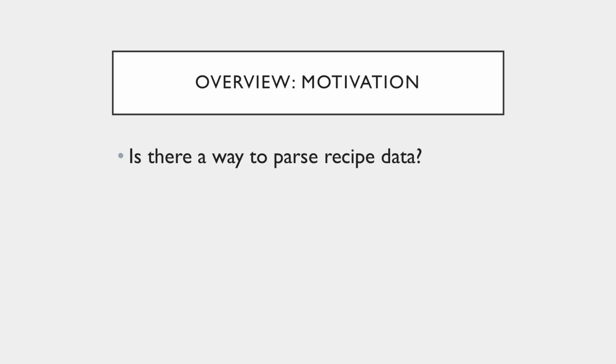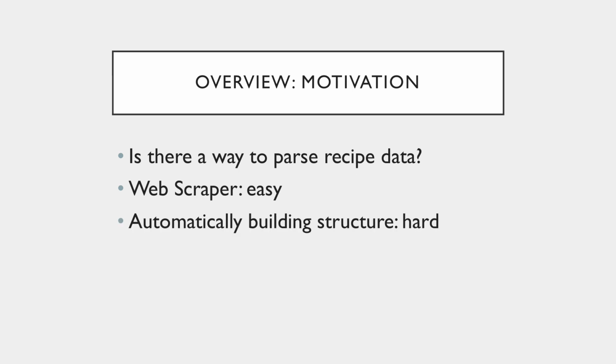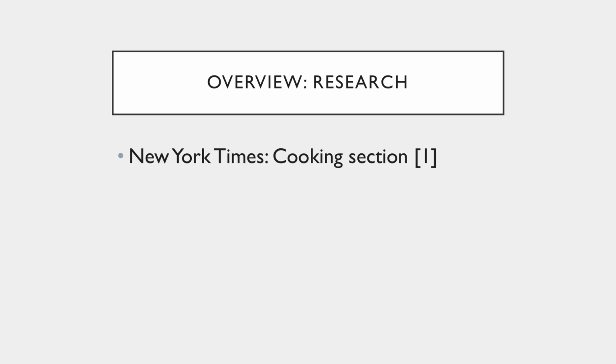So we've been looking at rolling our own tool, and we've been wondering, is there a way to parse recipe data from the internet? Writing a web scraper to grab HTML of recipes shouldn't be that hard, but taking that data and putting it into a consistent structure is more difficult. So that's the question I tried to answer, and it turned out that the New York Times cooking team also tried answering that question, and they pointed to a paper that defined that issue as a structured prediction problem.